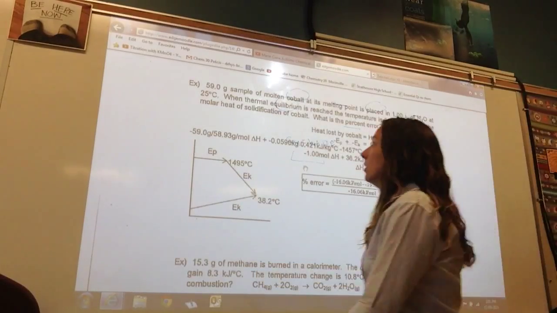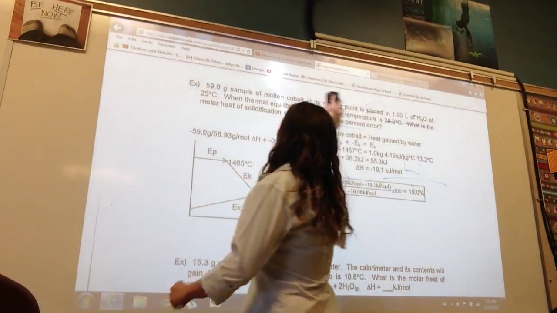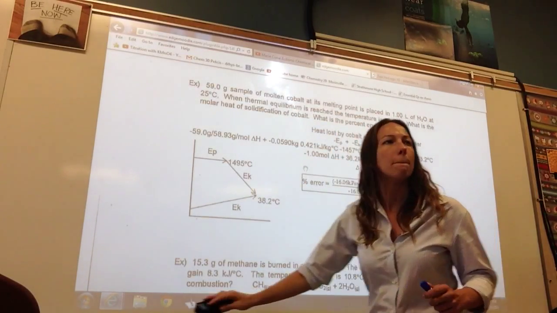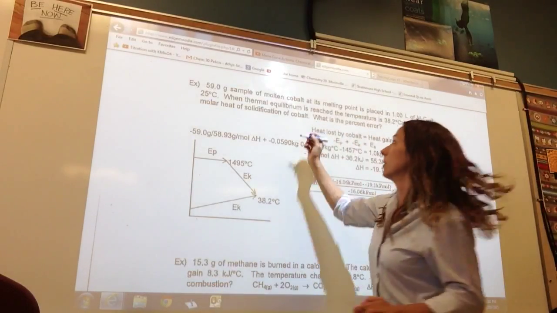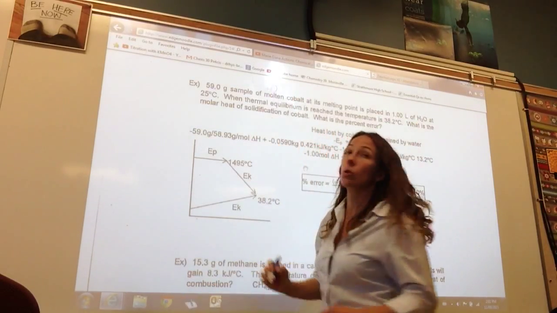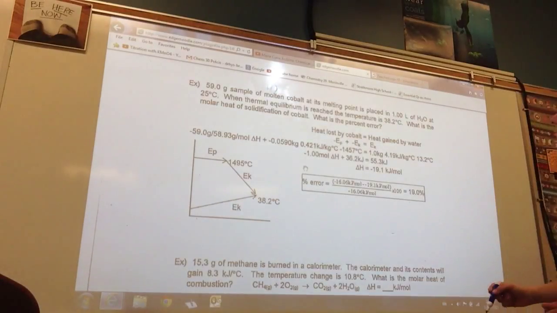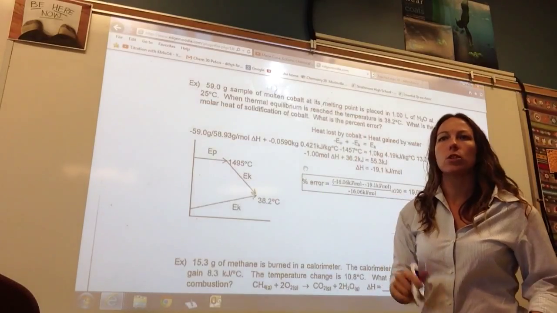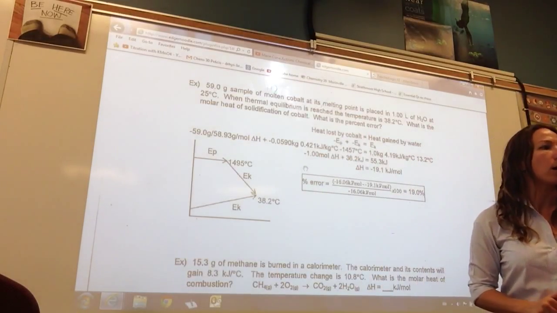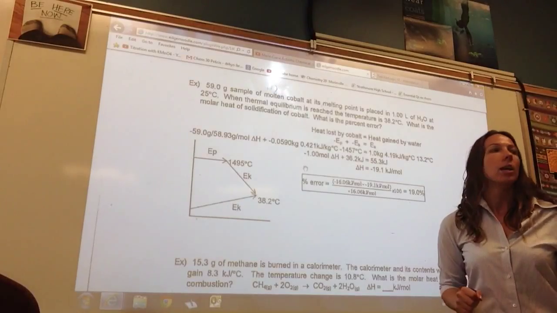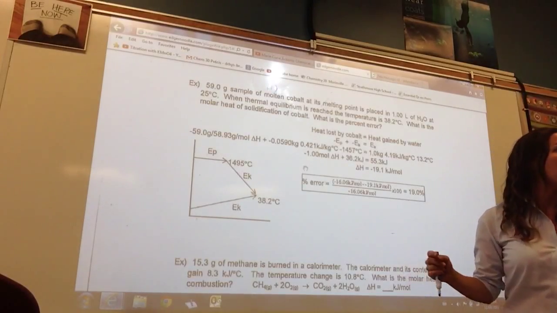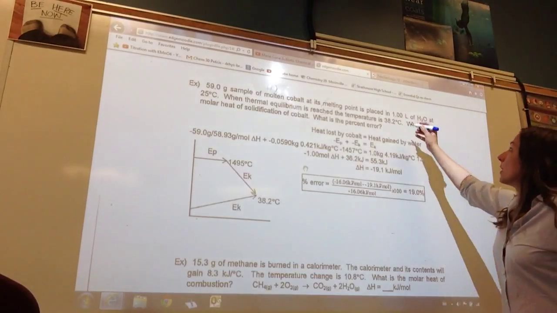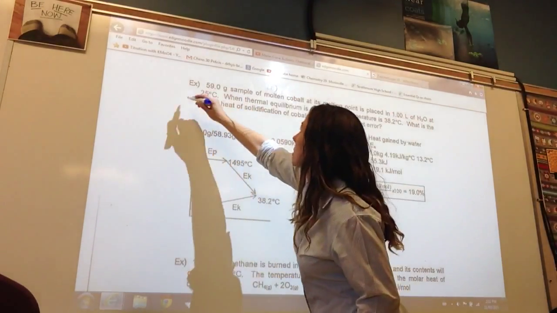Okay. So, a large sample of molten. What does molten mean? It's liquid, melted. Okay, so liquid or melted. At its melting point. Okay, so they would have looked that temperature up in your data booklets. You probably have a melting point, boiling point. I can't remember actually if you do or not, but a lot of periodic tables do. Look that value up, and I don't know, let's say it's whatever, 200 degrees Celsius. Okay, is placed in 1 liter of water at 25 degrees Celsius.